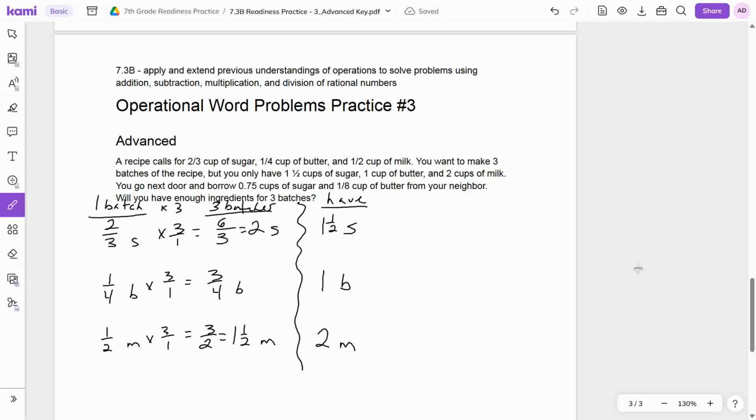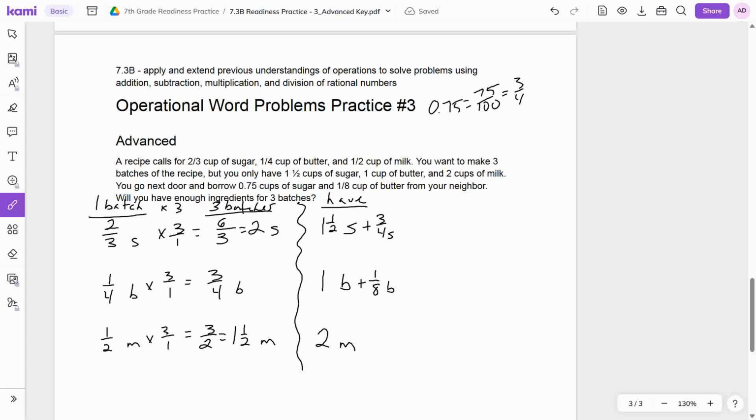0.75 cups of sugar. So I'm going to go ahead and change that into a fraction. That's 75 hundredths, right? So 0.75 is the same as 75 hundredths. Simplify to make 3/4. All right, so I'm going to add 3/4 of a cup of sugar. And I'm going to add 1/8 of a cup of butter. And I'm not adding any more milk.